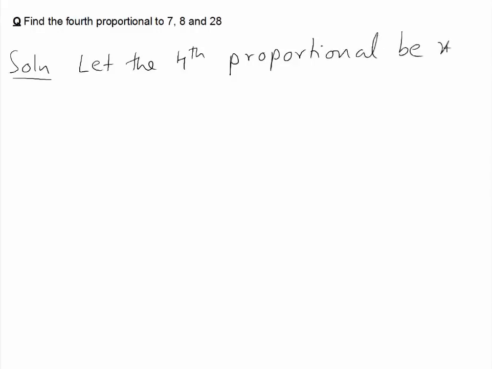Here the question is, find the fourth proportional to 7, 8 and 28. So we start with saying let the fourth proportional be x. So therefore 7 by 8 must be equal to 28 by x, because they are in proportion. So solving, we get x as 32. So this is the fourth proportional of 7, 8 and 28.